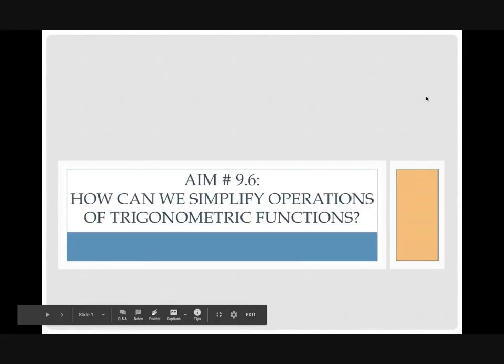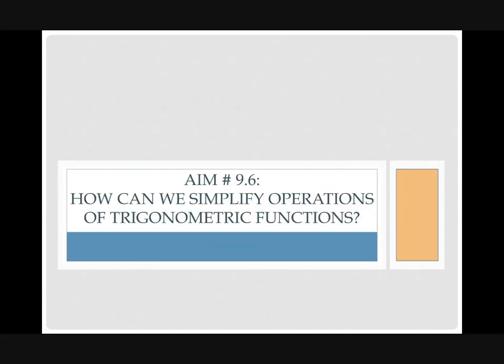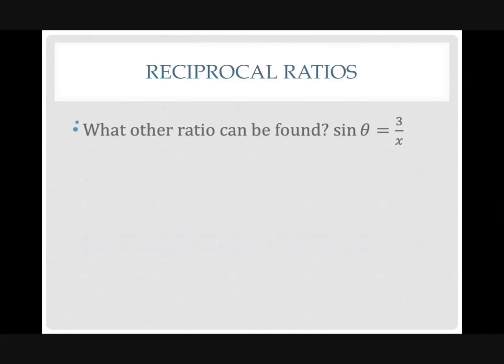So our aim today is 9.6, how can we simplify operations of trigonometric functions? So what is another ratio that can be found when sine of theta is equal to 3 over x? Well, we can also write the cosecant, or the reciprocal of sine, as x over 3.